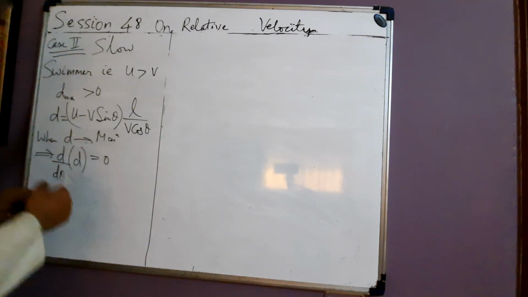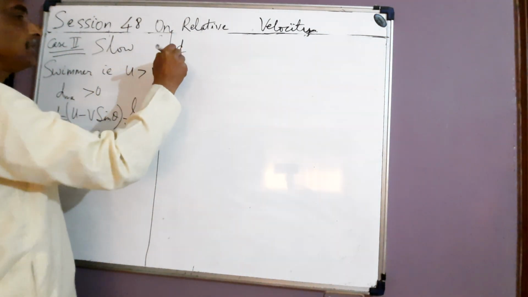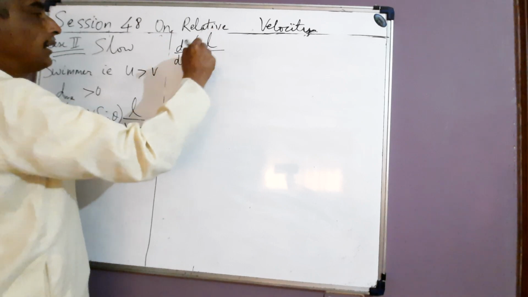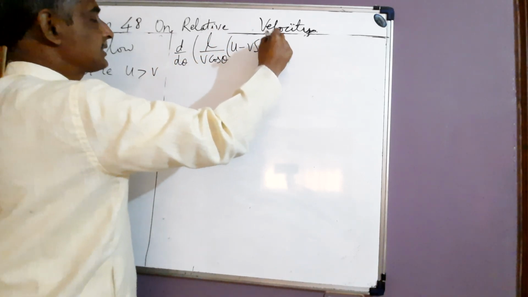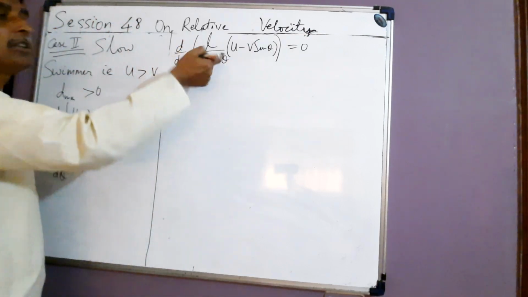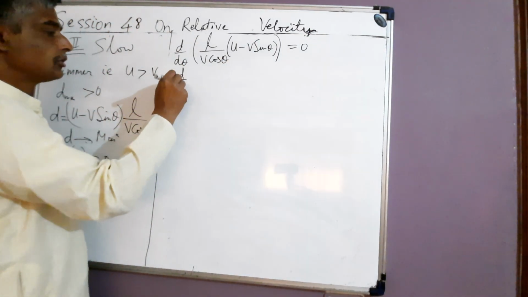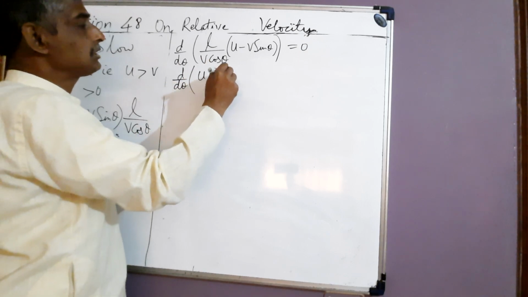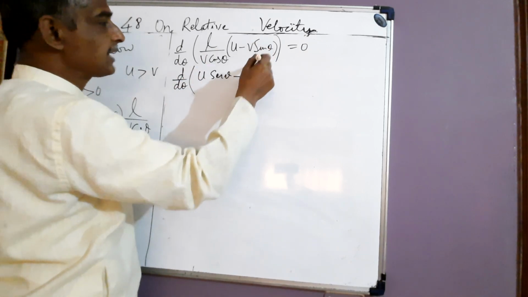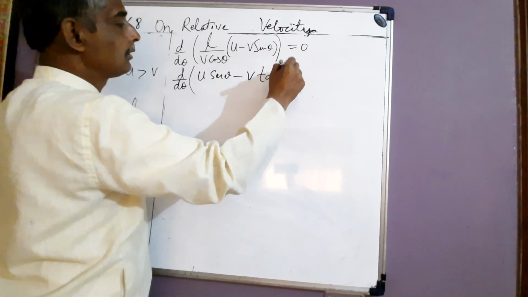So now differentiate this. So d by d theta of (L by v)(u minus v sin theta) by cos theta equals 0. L by v is constant, it goes outside. So d by d theta, 1 by cos theta becomes sec theta. So u sec theta minus v sin theta by cos theta, that is tan theta, equals 0.